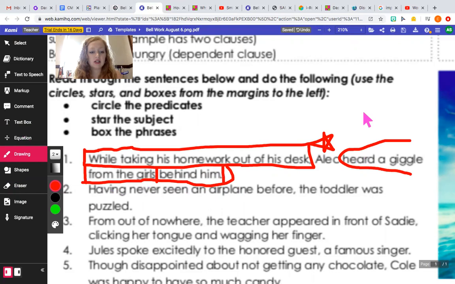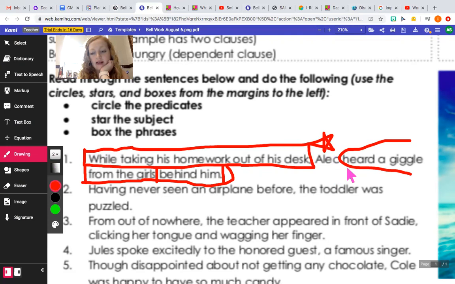So this is what you need to do on numbers 2 through 5. Box the phrases. If I were you, I might find the subjects first, like Alec, and then find predicates next. So this actually is like a predicate. Taking his homework out of his desk, taking is a verb. So predicates have verbs in them, but we don't see a noun or pronoun or proper noun that comes before this, so it can't be a clause, it's a phrase, okay? So this right here is a phrase that we boxed in. It has a verb to it, but no noun in front of it.